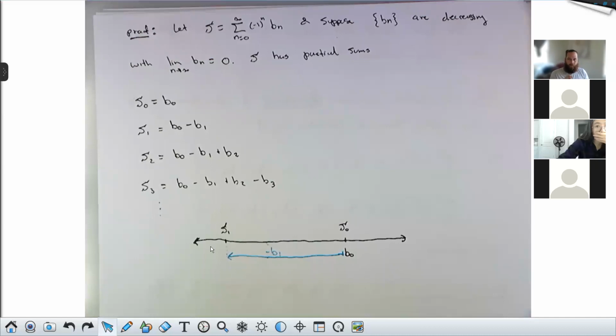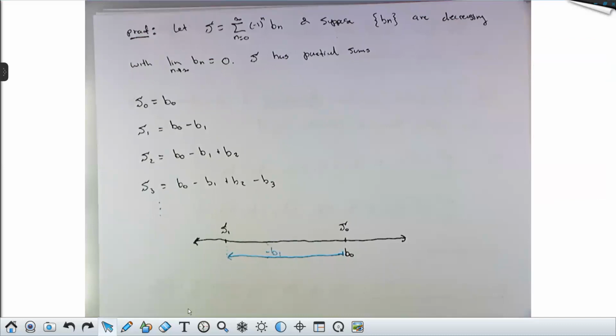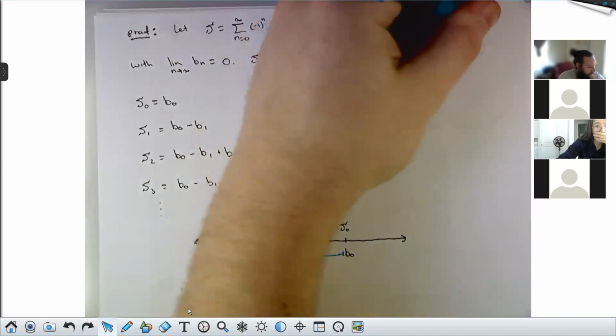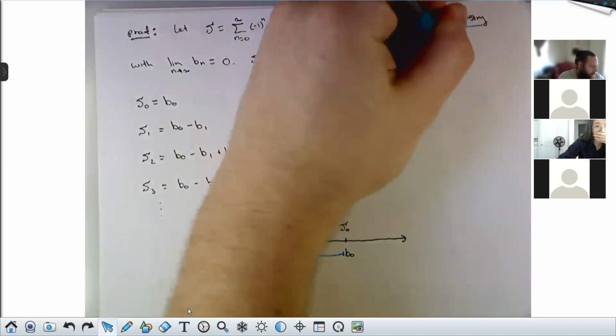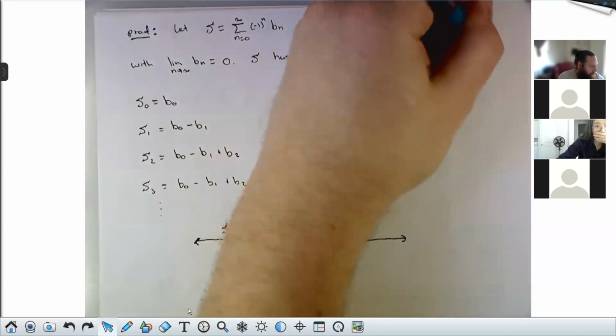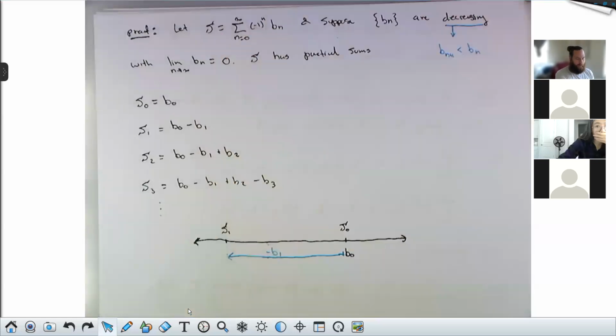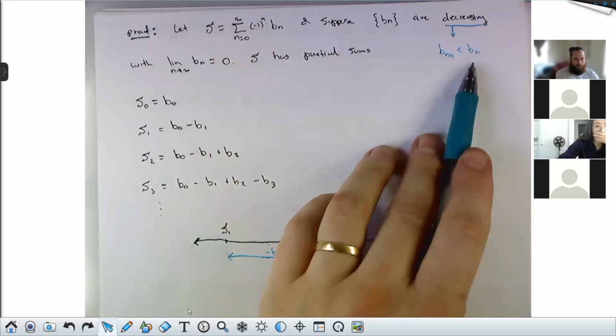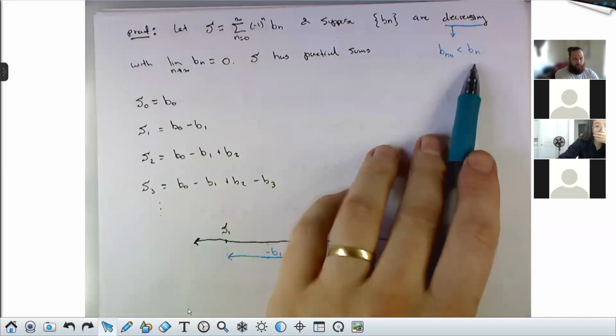So think carefully about this. We need to think about one of the assumptions we've made about the sequence Bn. What do we know about Bn? Good, decreasing. Very good. Because the Bn's are decreasing, if you think about what that means, this means that Bn plus 1 is always less than Bn. Right? So B1 is smaller than B0. B2 is smaller than B1. B3 is smaller than B2.